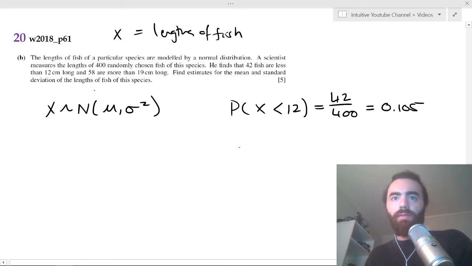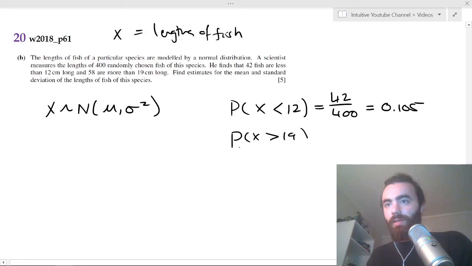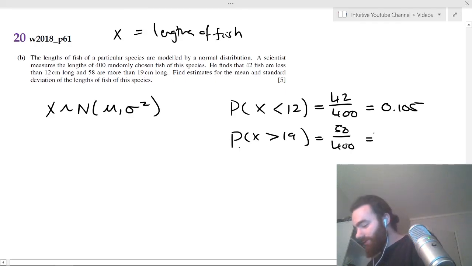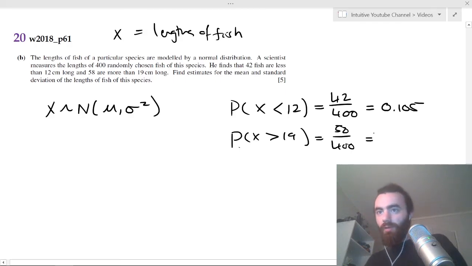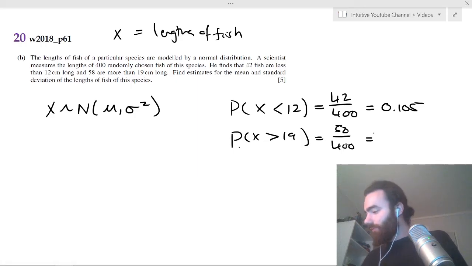And then it also says that 58 of them were more than 19 centimeters. So the probability that x is greater than 19, well, 58 of them were found to be that out of the 400. So that means the probability of a fish being longer than 19 centimeters is 58 divided by 400, which is 0.145.